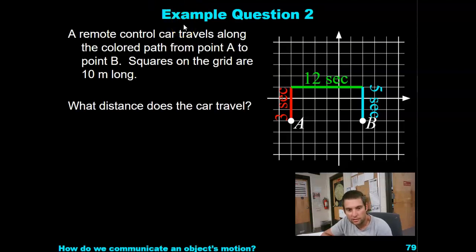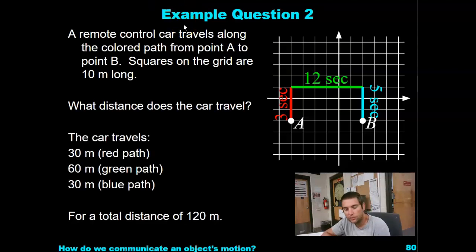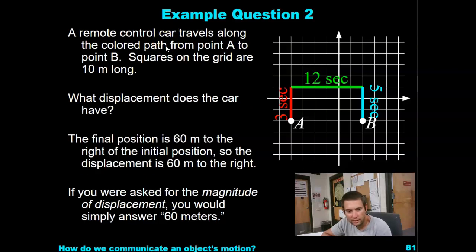Now that you're back, here you go. Total distance of 120. Let's do the same thing. If you're asked for the magnitude of displacement, you would just answer 60 meters. And that's because we are 60 meters to the right of the initial position. Straight line from the final to the initial is your displacement.